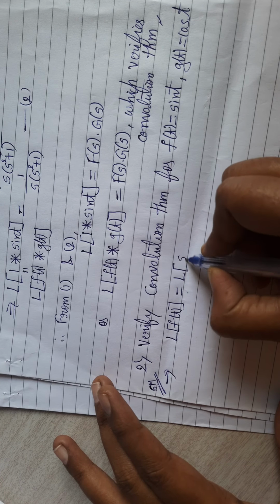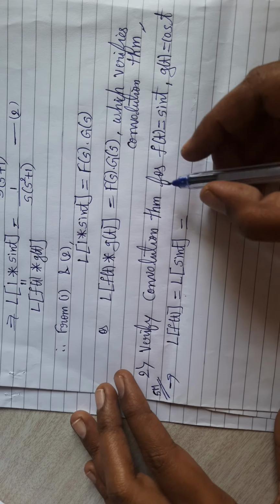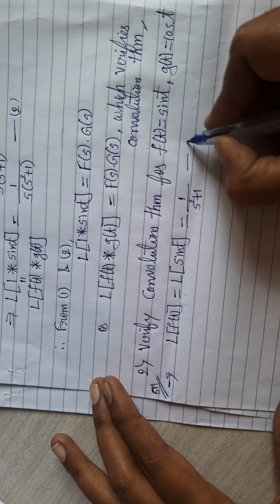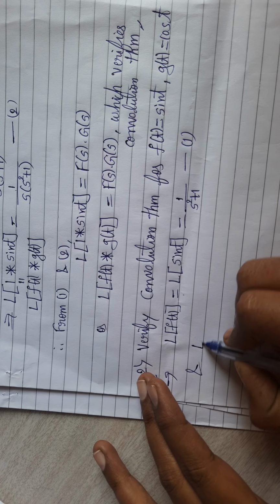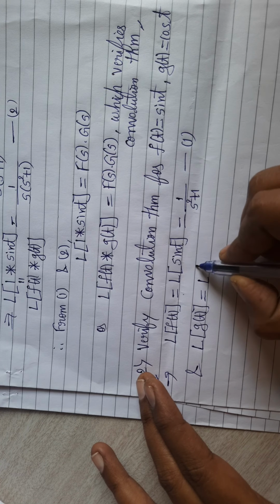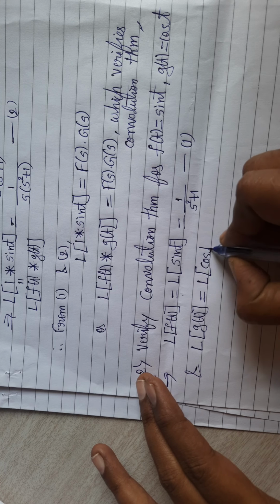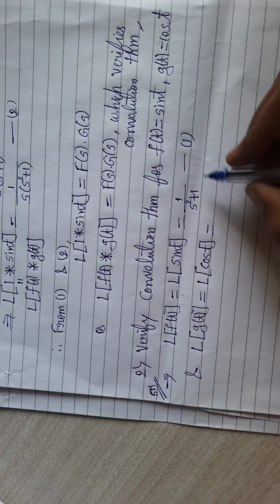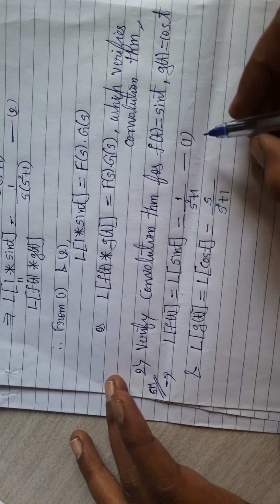L of f of t is sin t. So L of sin t, this is a standard function, that is nothing but 1 divided by s square plus 1. Call this equation 1. Next, L of g of t, where g of t is cos t. So you write L of cos t, that is again standard, nothing but s divided by s square plus 1.